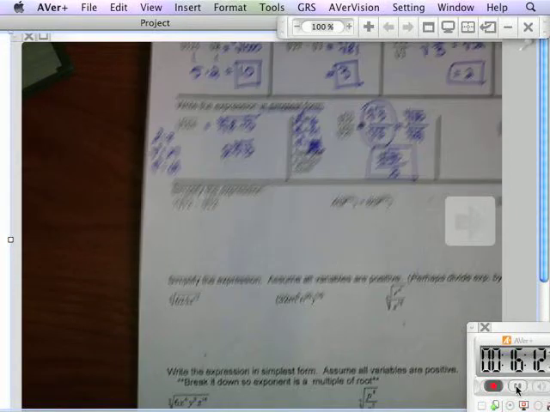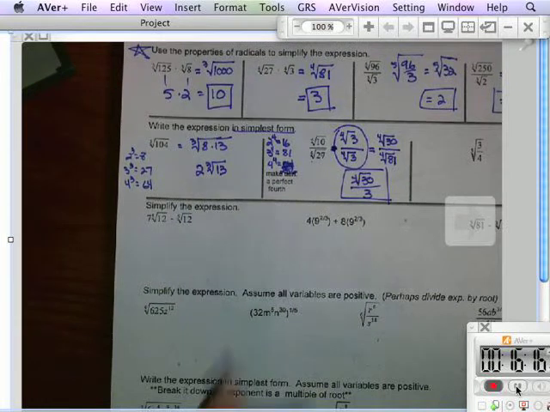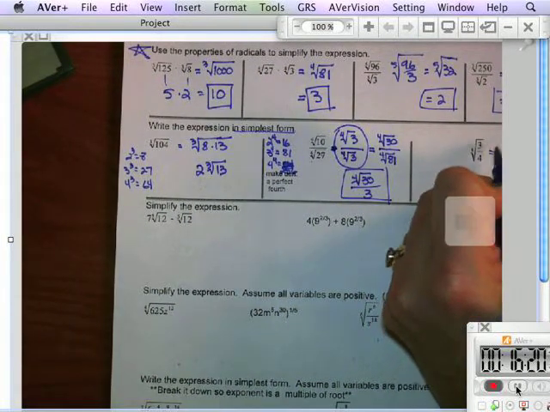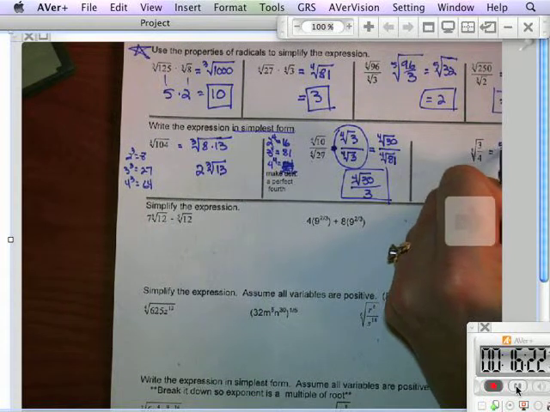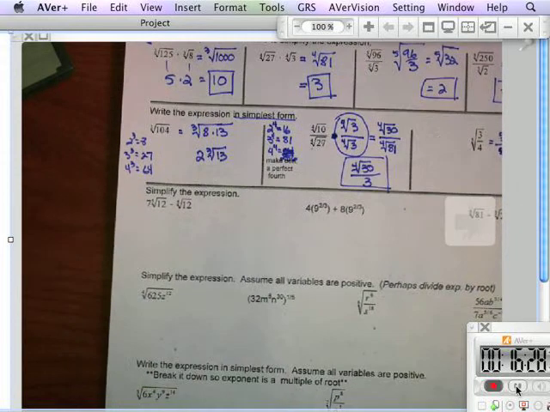Okay, let's do this again. So this is the fifth root of 3/4. The first thing I'm going to do is split it up and make it the fifth root of 3 divided by the fifth root of 4. I just split up that fraction.